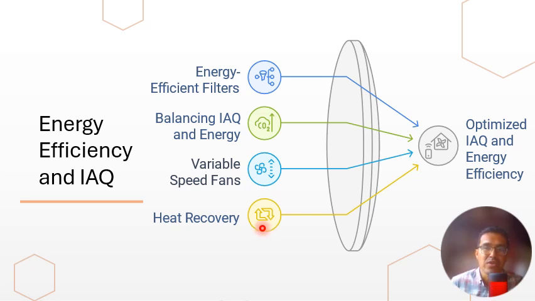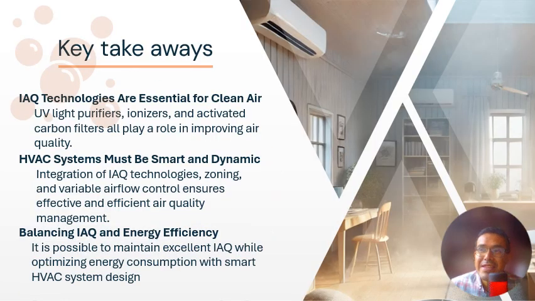So we have some key takeaways for this lesson. Indoor air quality technologies are essential for clean air. UV light purifiers, ionizers, and activated carbon play a role in improving air quality. HVAC systems must be smart and dynamic. Integration of indoor air quality technology, zoning, and variable airflow controls ensures effective and efficient air quality management. Then, balancing indoor air quality and energy efficiency: it's possible to maintain indoor air quality while optimizing energy consumption with a smart HVAC system design.